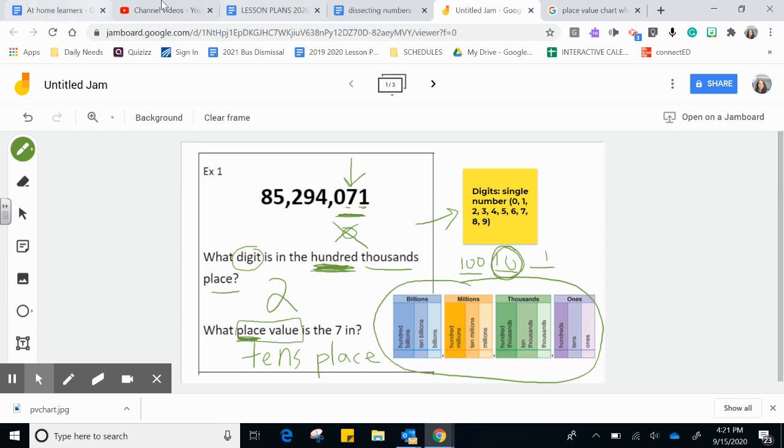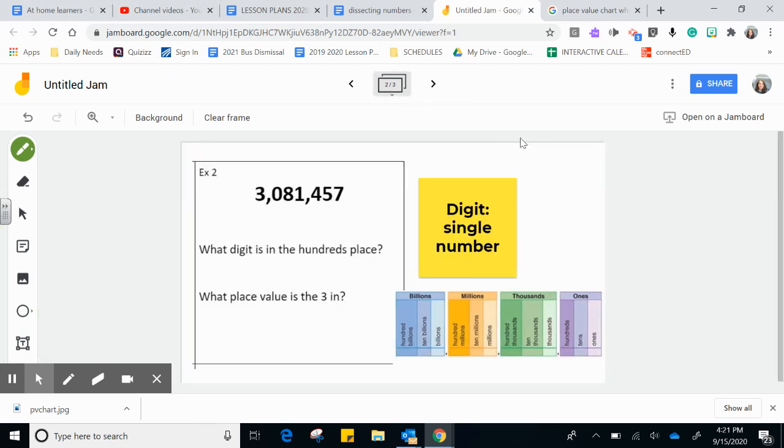All right. So let's go ahead and try another one. Again, the first question is a digit question. The second question is a place value question. So we're going to start with the digit question. We know our answer needs to be a digit, a single number. And we're looking for the digit that's living in the hundreds place. Now, I know that every period has a hundreds spot, but we're looking for just the hundreds place, not the 100,000, not the 100 million, just the hundreds.